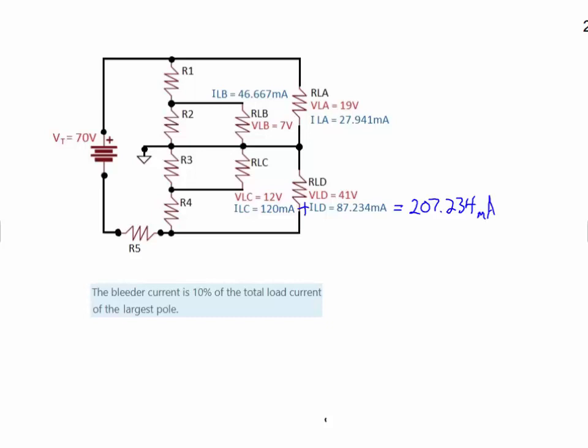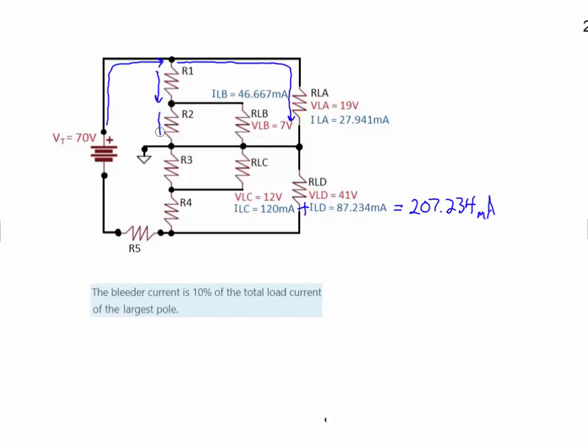So we want to take as our bleeder current 10% of that total load current. If we divide by 10, that gives us 20.7234 milliamps. That bleeder current, look at the current path that's through the circuit. We can push current using that voltage source. I'm going to use conventional flow rather than electron flow, so we'll go from positive to negative. Current being pushed from the source gets to this first node, and then we'll split, some of it going through resistor 1, the rest continuing on through load A.